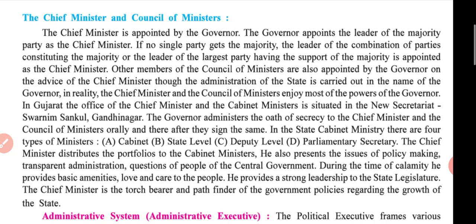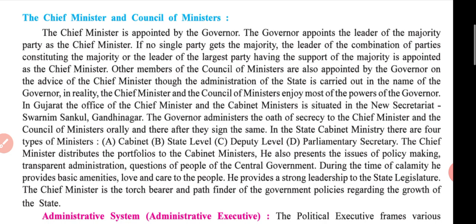The governor administers the oath of secrecy to the chief minister and the council of ministers orally, and thereafter they sign the same. First, underline the line: in Gujarat, our CM and cabinet ministers' office is situated in Gandhinagar, Secretariat Swarnim Sankul. Then underline: the governor administers the oath of secrecy to the CM and council of ministers orally and then they sign the same.